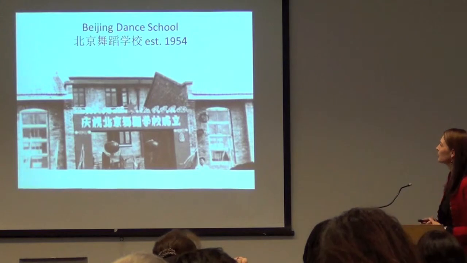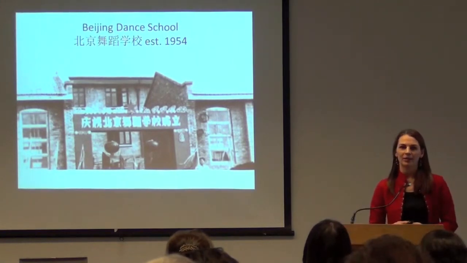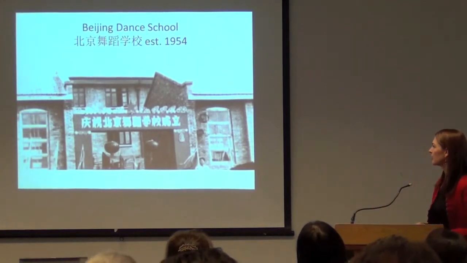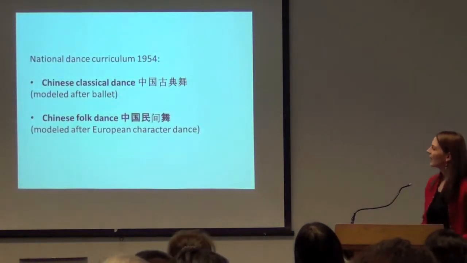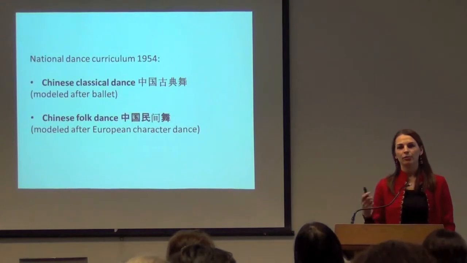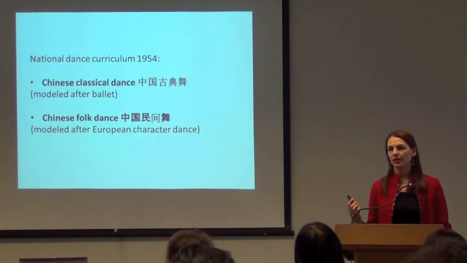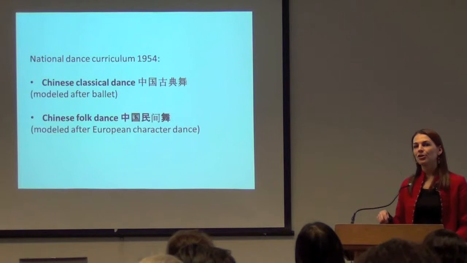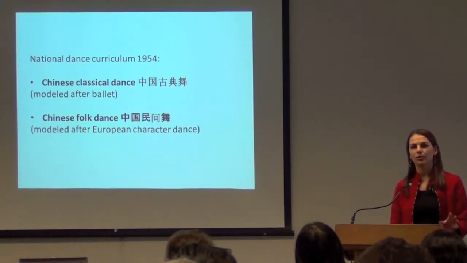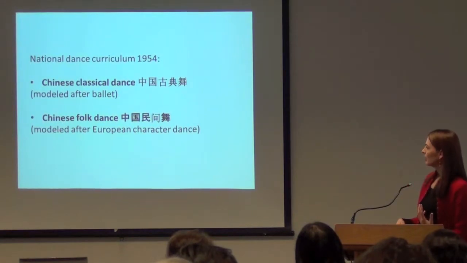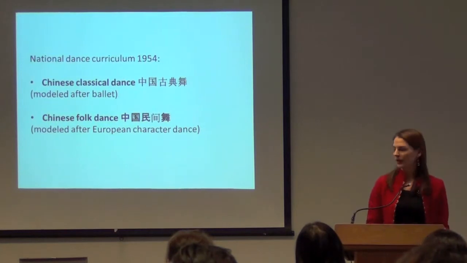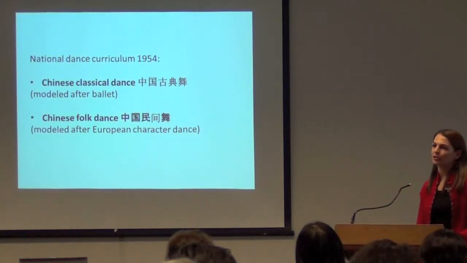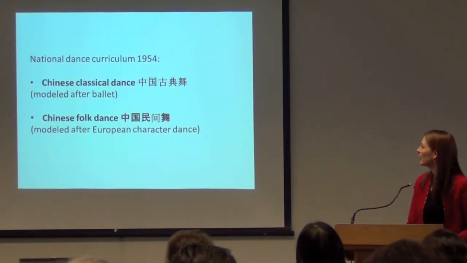And so this was first codified in 1954 at the Beijing Dance School, which is the first professional dance school established in China. And at that time, in addition to having the Russian ballet curriculum that also included European character dance, a new curriculum was developed in order for half of the curriculum to actually be Chinese. So the idea was that professional Chinese dancers, in addition to learning Western ballet or Soviet-style ballet and character dances, should also be learning Chinese dance styles.